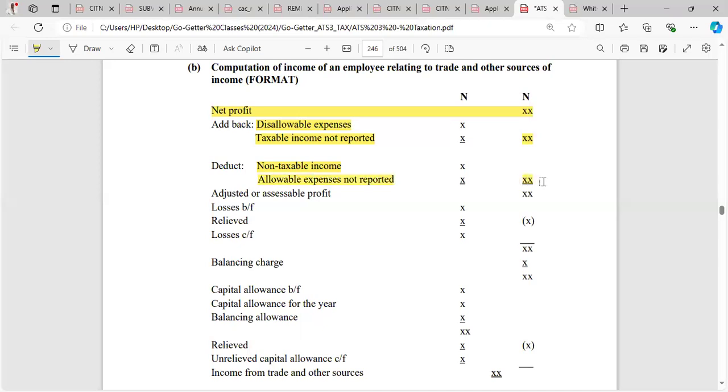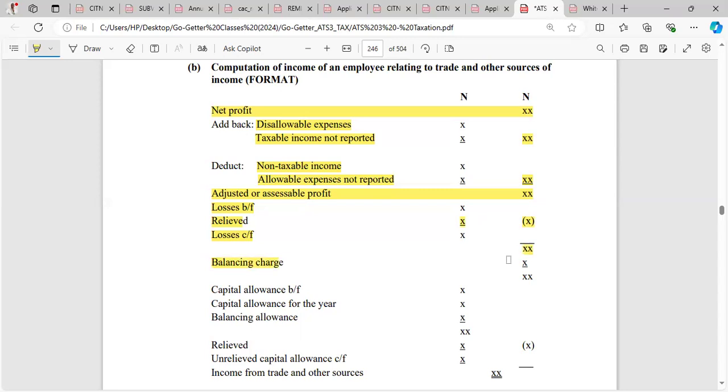When you do that, when you deduct, what you have now is adjusted or accessible profits. Now, when you get the accessible profits, you bring any loss that you have from last year. Then, when you relieve the loss, the remainder is carried forward. It is this relieved loss that is taken here to be relieved from the accessible profit to have something down here.